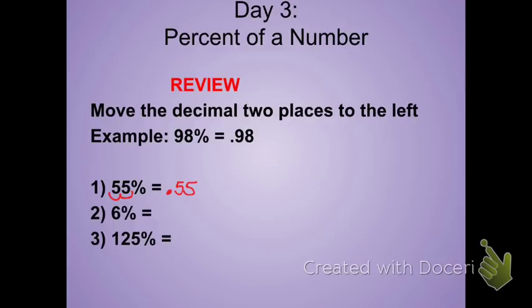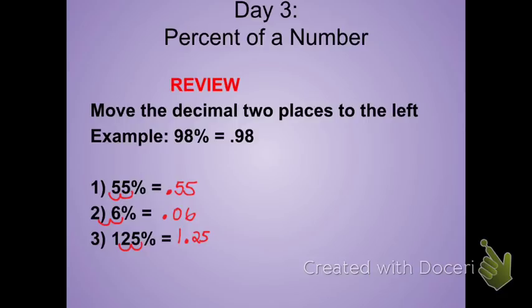6%, what is that? 0.06. Very good, 0.06. Because remember, we have to go over two places. And then 125% is 1.25. Okay? So it's very important that you remember this, because if you get this wrong, you'll get the wrong answer. And we don't want that for sure.